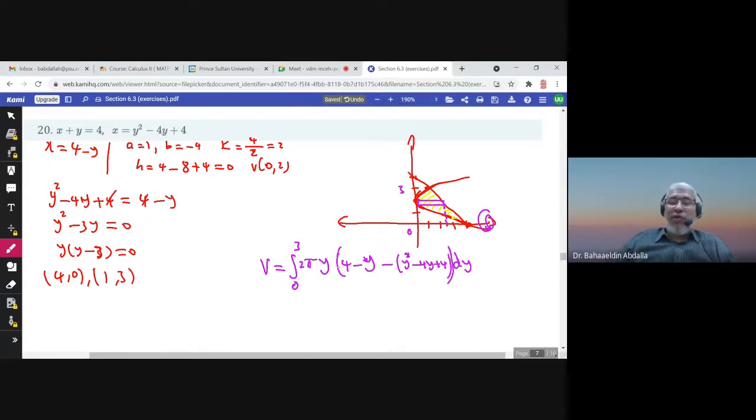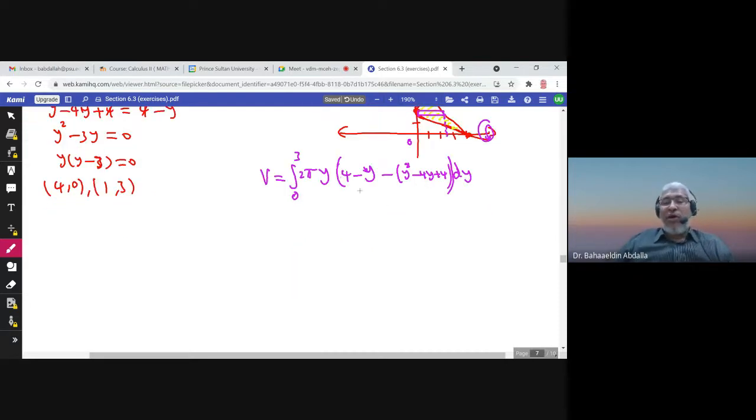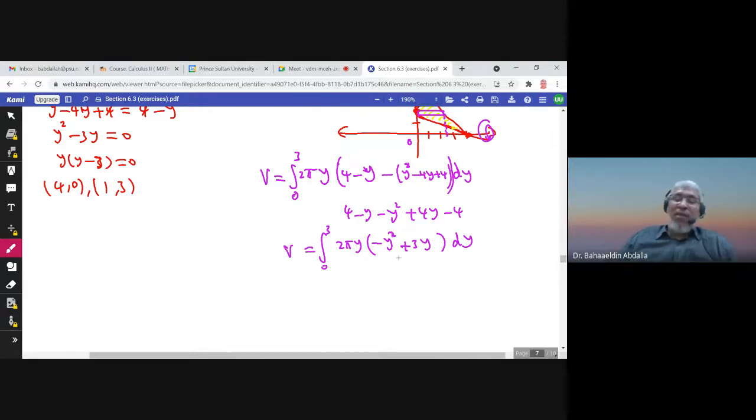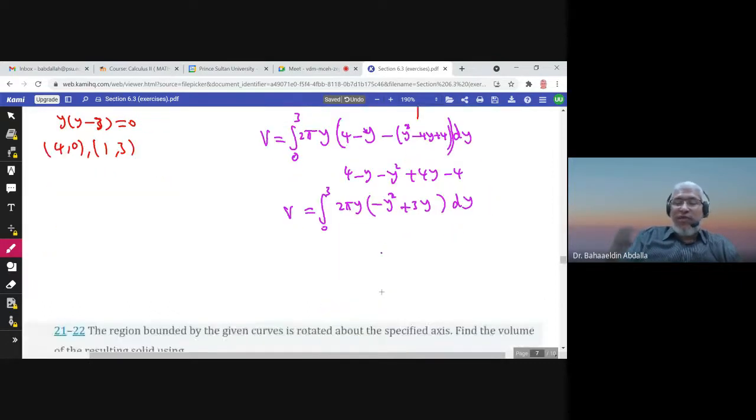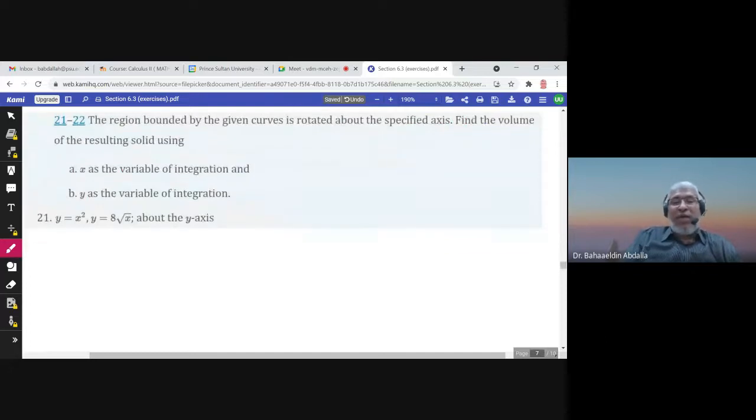This will give you the volume. You can here, of course, write negative y squared plus 4y minus 4, and then you add its minus y squared. 4y minus y is 3y. 4 minus 4 would be cancelled. So it would be this integral. And then you can also multiply y inside, and you find the integral easily. So this would be the volume of this region when rotated about the x-axis.